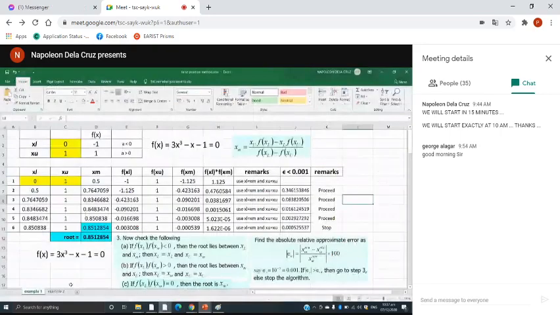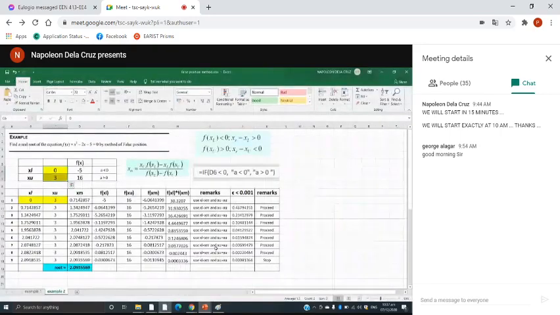Medyo nalilito na ako kapag napakaraming nasa screen. Okay na tayo dito. Bago ko umalis dito, meron pang question. May question pa tayo dito. Wala na po, sir. Okay na po.